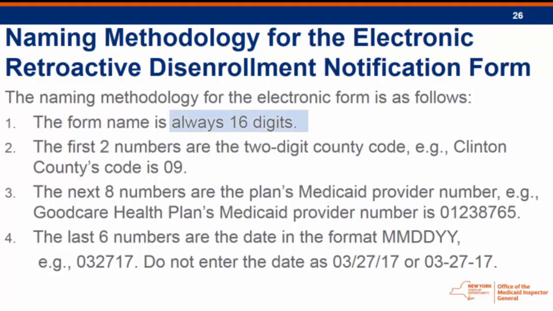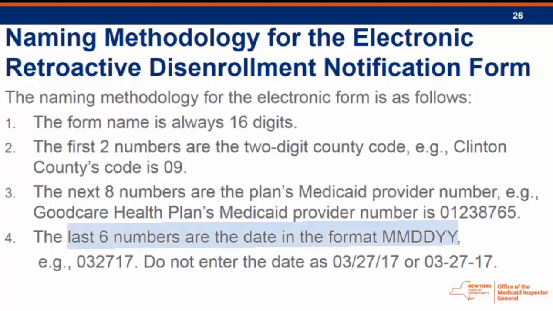The form name is always 16 digits. The first two numbers are the two-digit county code. Clinton County's code would be 09. Be sure to include leading zeros on the county code. The next 8 numbers are the plan's Medicaid provider number. For example, Good Care Health Plan's Medicaid provider number would be 01238765. Remember to include leading zeros for the plan's Medicaid provider number.